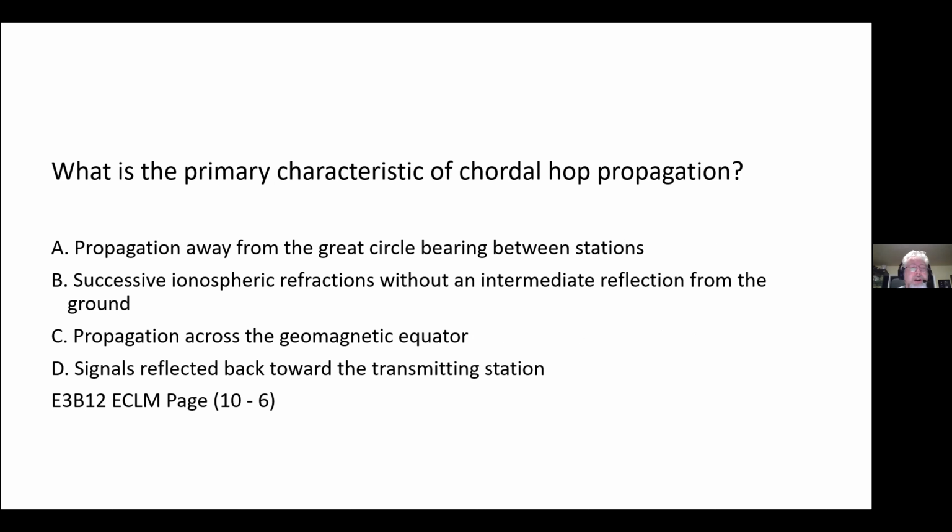What is the primary characteristic of chordal hop propagation? A, propagation away from the great circle bearing between stations. B, successive ionospheric refractions without an intermediate reflection from the ground. C, propagation across the geomagnetic equator. D, signals reflected back towards the transmitting station. Bravo is correct.